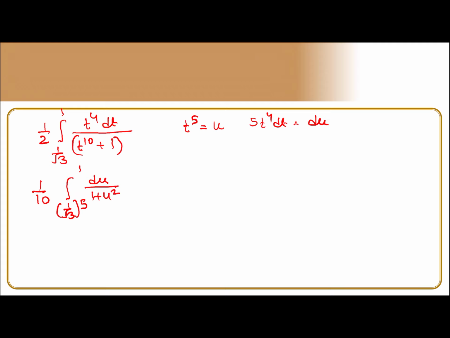See, for this we took a problem because all powers are there. Very carefully you have to substitute. So 1 by 10 tan inverse u. Limits are 1 by root 3 to the power 5, which gives 1 by 9 root 3, because root 3 into root 3 will give you 3, 3 into 3 will give you 9, 9 root 3, and the upper limit is 1. So finally we get 1 by 10 times pi by 4 minus tan inverse 1 by 9 root 3.